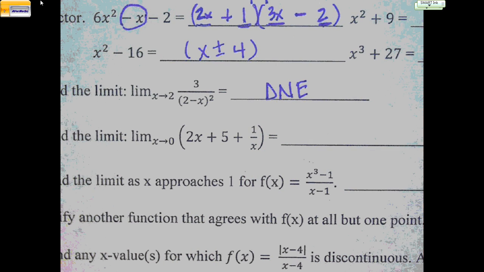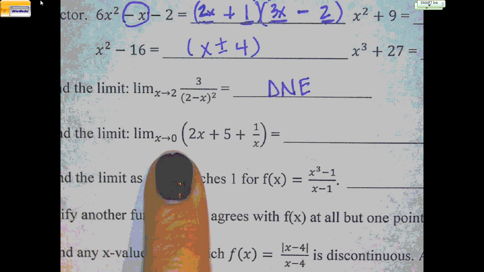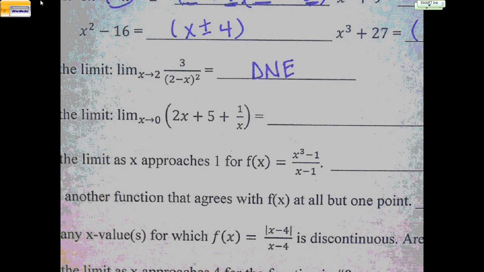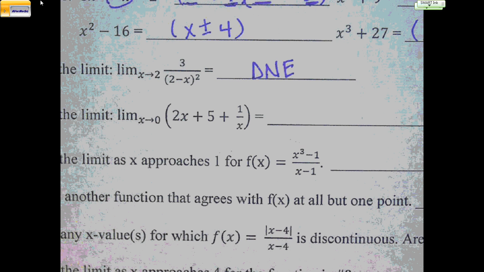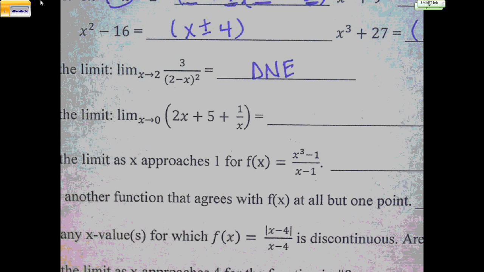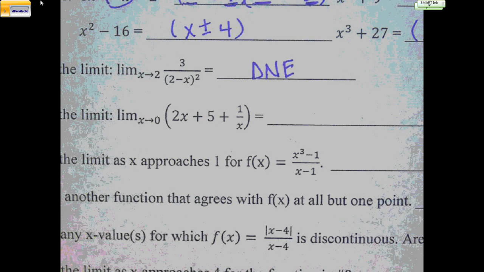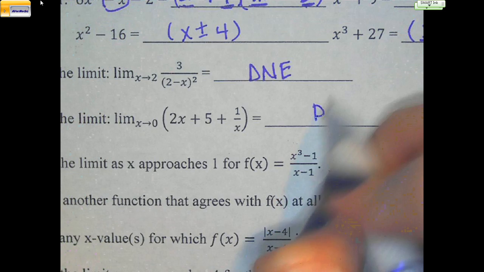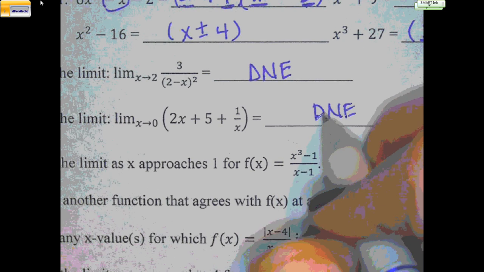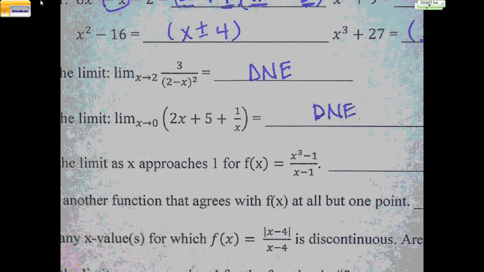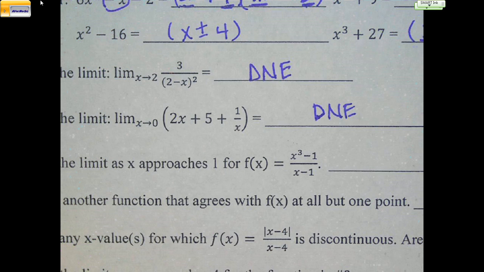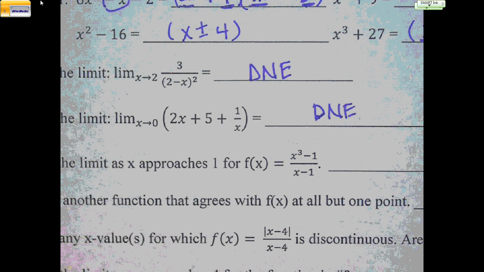Number 6. We're approaching 0 from both sides. What happens at 0 on this graph? It's undefined. Does it make a jump, a hole, or an asymptote? An asymptote. What do we do when it's a two-sided limit toward an asymptote? D and E. So there's really no math to do on those guys. You just kind of have to reason your way through it and then write the answer. Yes, ma'am? So basically when there's not a hole and it's two-sided limit, it's always not exist. If you're approaching a vertical asymptote, yes, ma'am. Yes, correct.